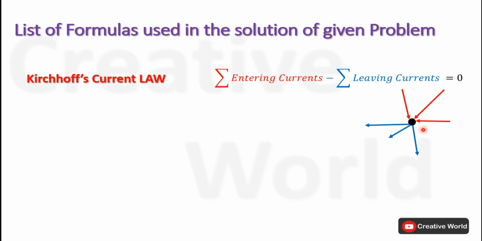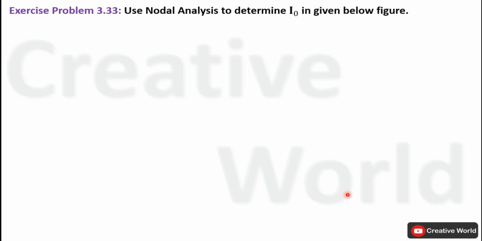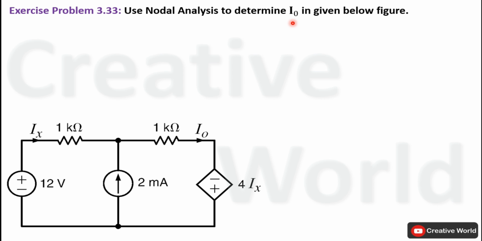We also will be using Ohm's law. According to this law, voltage across any resistance R is the product of current through it and the value of resistance itself. Now move towards the problem. Exercise problem number 3.33. Use nodal analysis to determine the value of current I0 in given below figure.